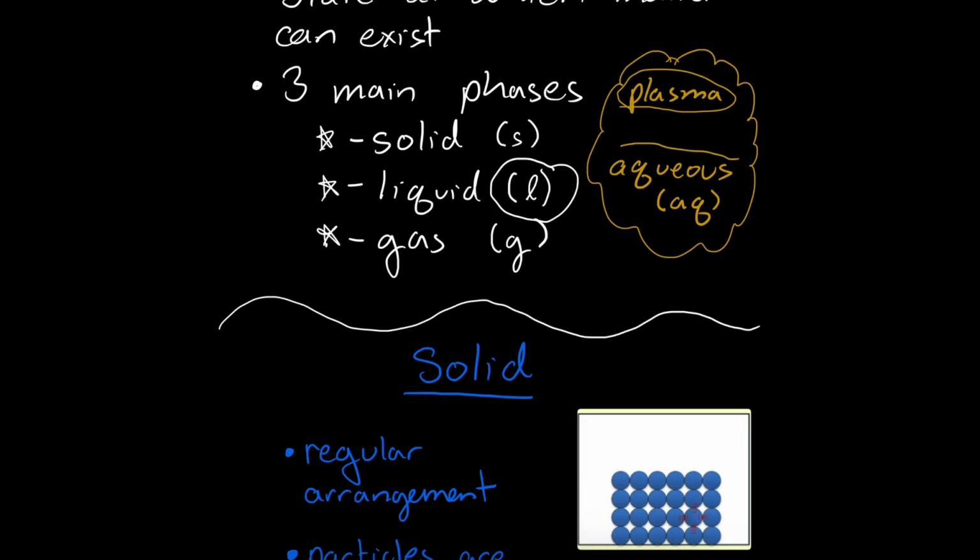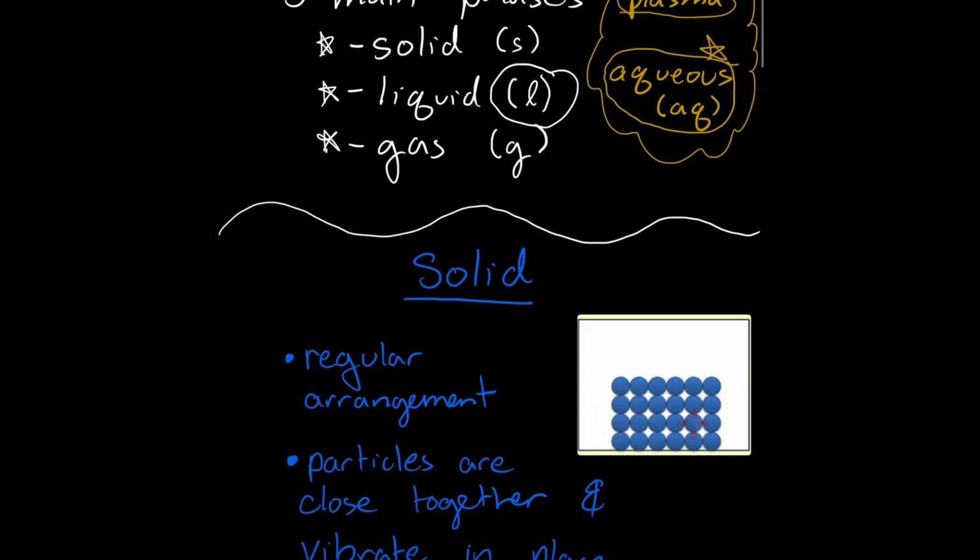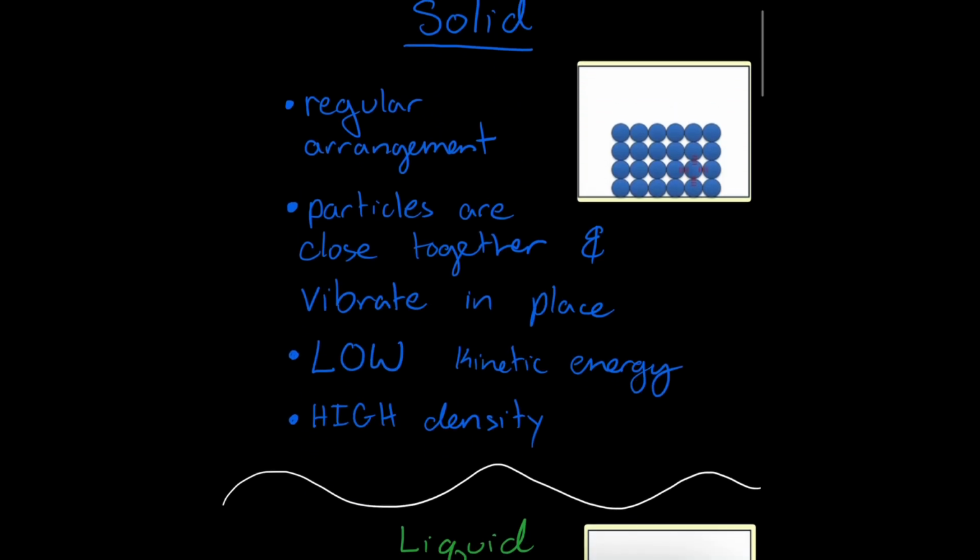But aqueous over here, abbreviated AQ, we will deal with this one a ton. And aqueous specifically means to be dissolved in water. So when we start dissolving a bunch of things in water and doing equilibrium chemistry, you're going to see a lot of aqueous things. All right, so let's talk about the parameters of solid and liquid and gas.